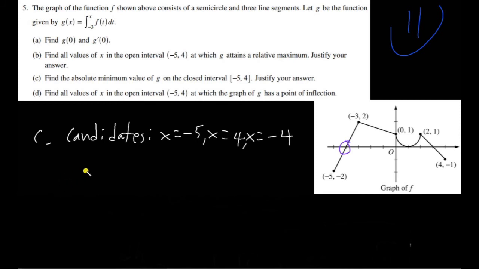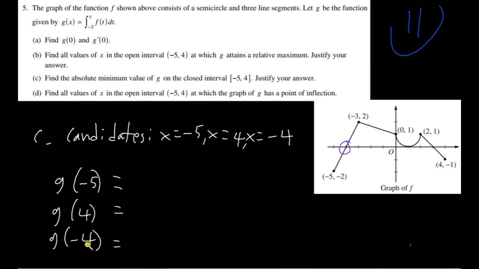So now we're going to take each of these values and actually calculate them for G. G of -5, G of 4, and G of -4, and find which one is the smallest. That's going to be our absolute minimum.